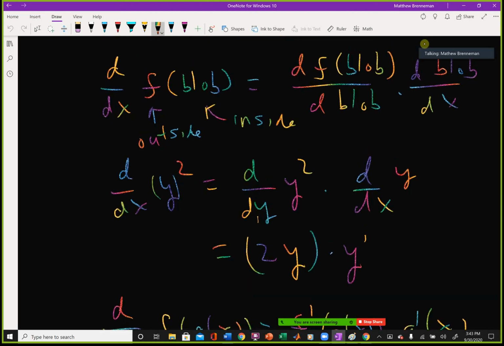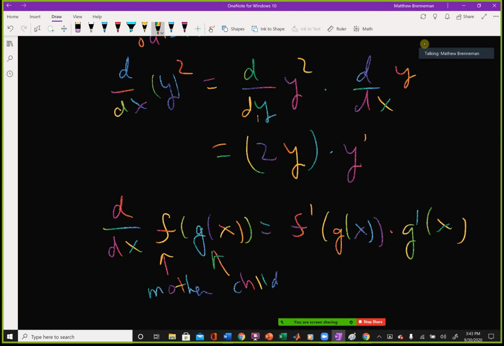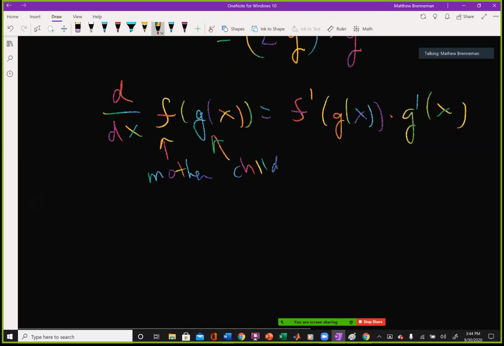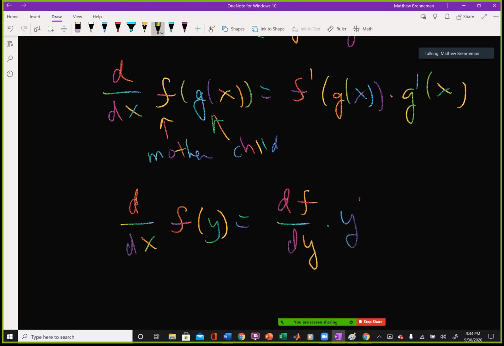I'm taking the derivative of the mother, the outside function, with respect to the baby. That's what it means by leave the baby alone. Then multiply it by the derivative of the baby. Okay? So there's a lot of different ways of looking at this, okay? If you don't like any of these, I'll show you a third way that's even easier. Okay? This is just equal to the f dy times y prime.